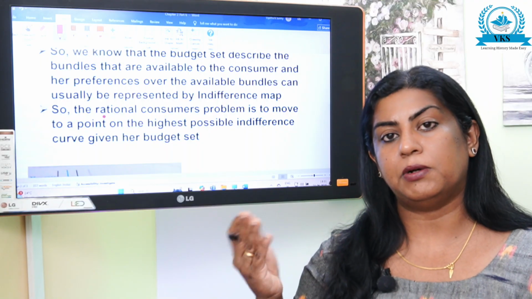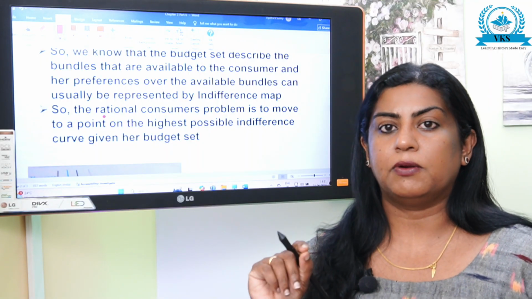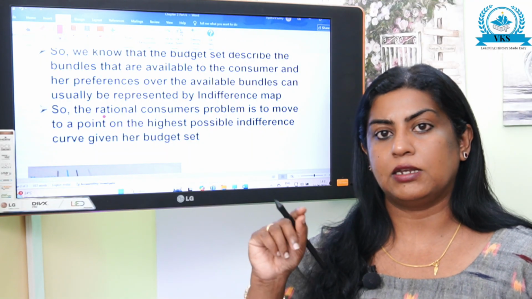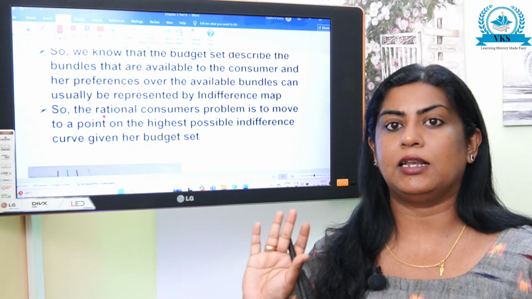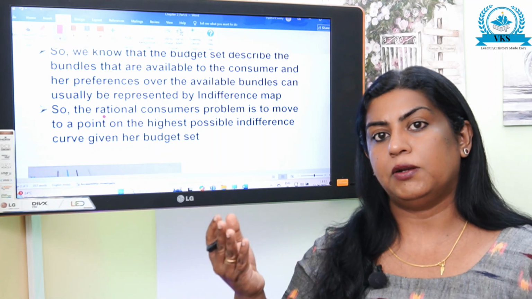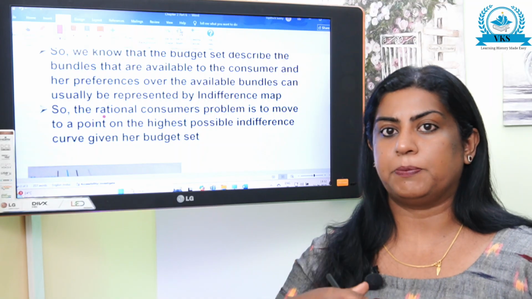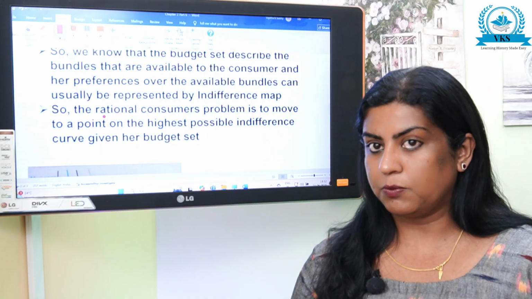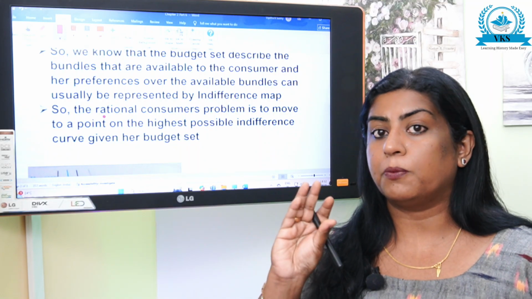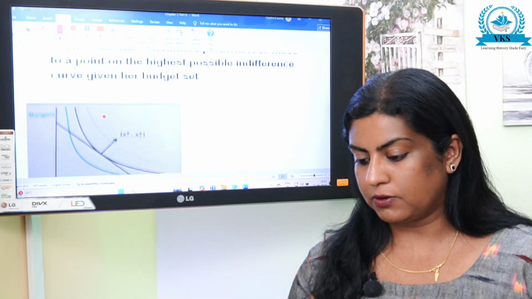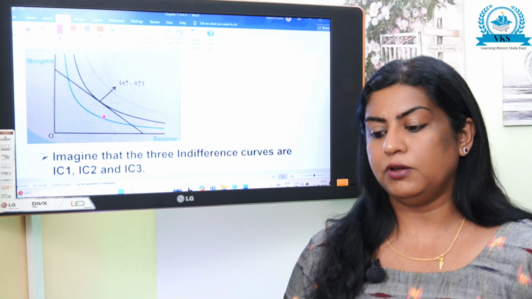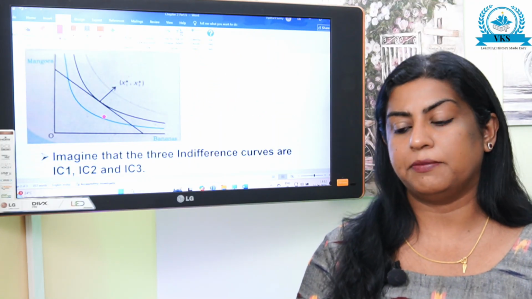If it is over the budget set, what will happen? The consumer will have to spend more money, because the budget line is exactly the income. So if it is over, it means more money; if it is below, it means they will underspend, less money. So that is where the consumer has to find an optimal choice. So that is what is shown here. Here we can see both the diagrams together.